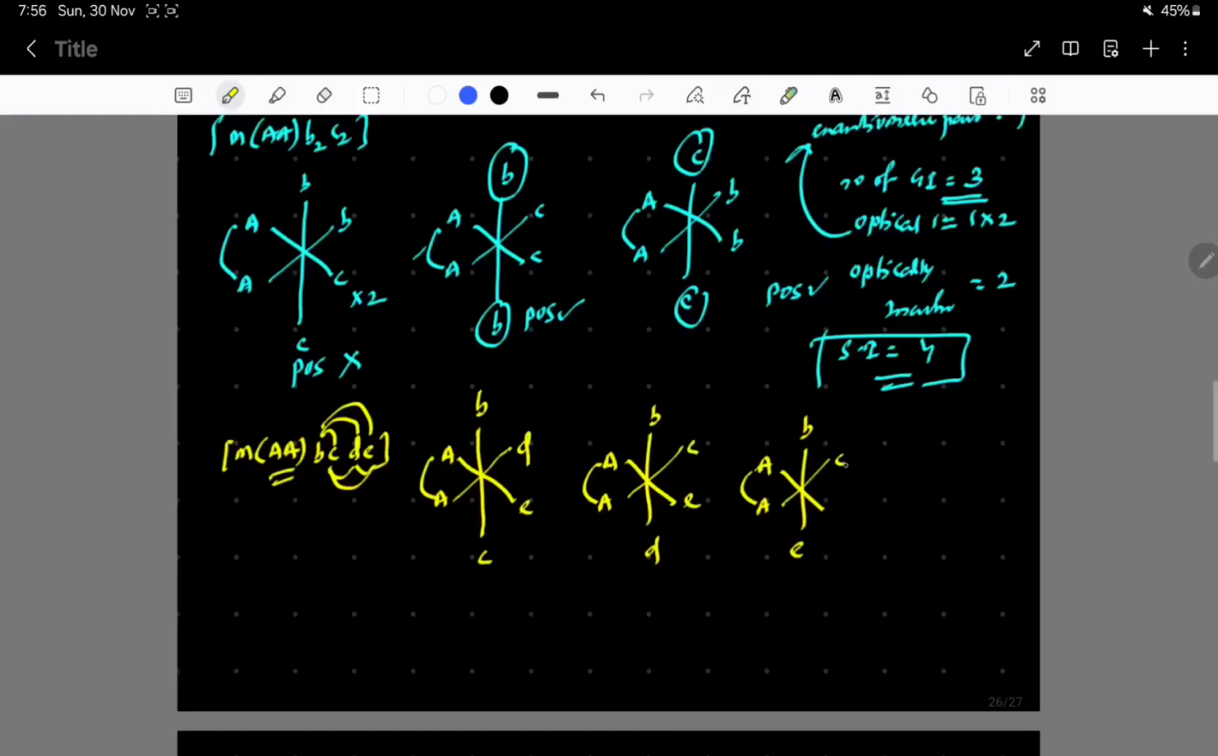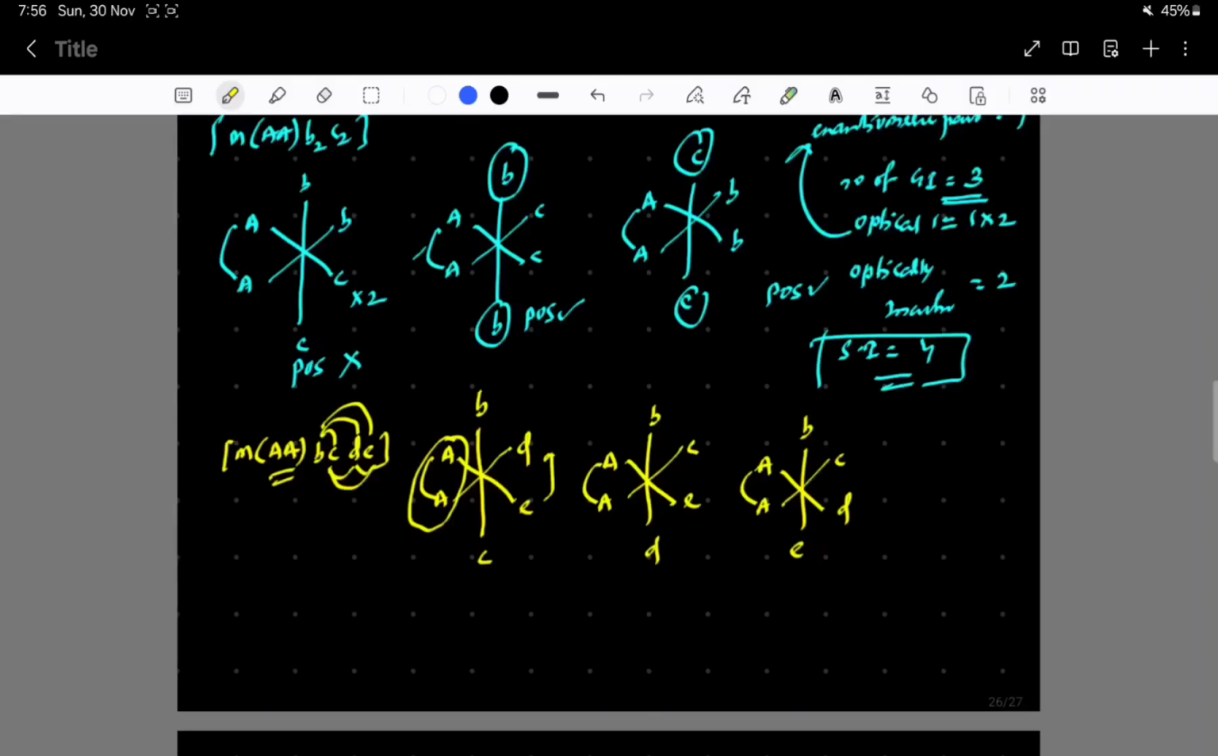B is there, you can write CD. Now look at this. From this, by interchanging these two, anything is possible. You can cross verify: interchanging these two, because here we have a symmetrical ligand, there is no change in the bond angle. So that's why we cannot get any other possible geometrical isomer.